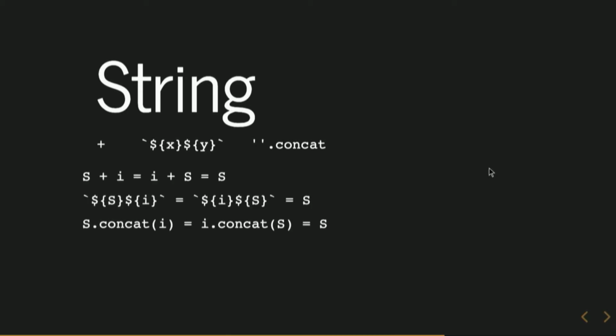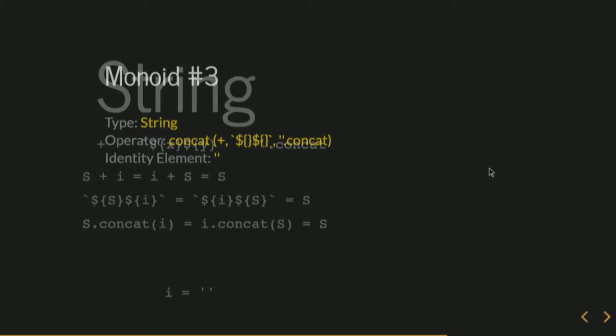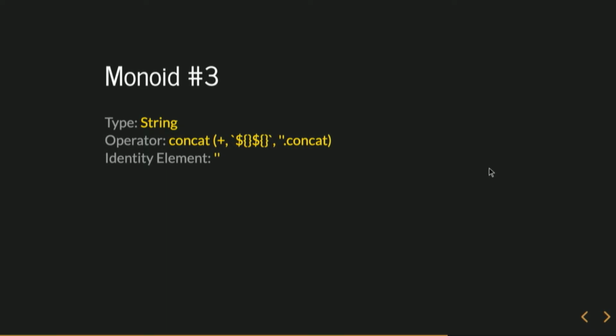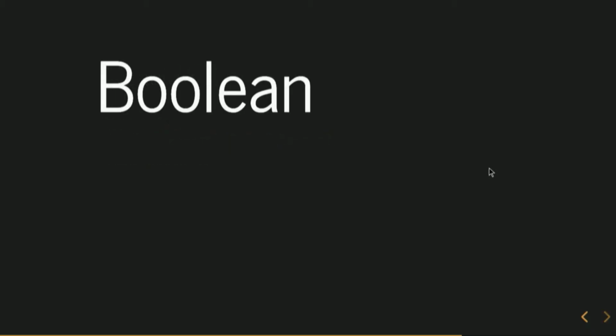So we have the type, we have the operator. Does anyone know what the identity element would be for this? What string, when combined with any other string, gives us that other string? The empty string. That's right. We have just discovered monoid number 3 in JavaScript, the string monoid. Notice I don't have to refer to it by the operator because there's only 1 string monoid.